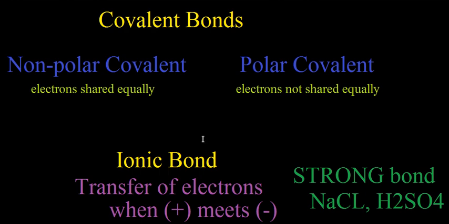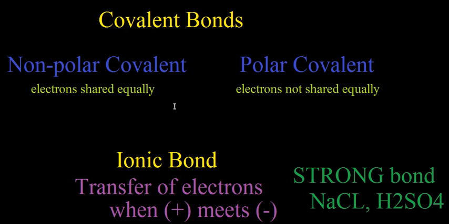Now, a little bit of a weaker bond would be a covalent bond, and we have two types of covalent bonds there. One would be a nonpolar covalent, and the other is a polar covalent bond. In the nonpolar covalent bond, we're basically just looking at electrons which are shared equally, whereas in a polar covalent bond, there's a little bit stronger of a charge, an electronegativity difference, so the electrons are really not shared too equally. They're really pulled one direction or the other.